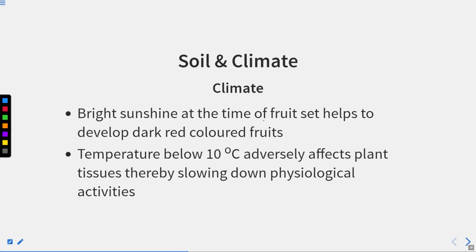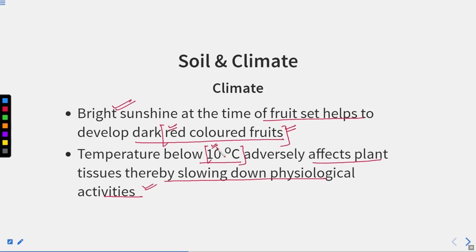Bright sunshine at the time of fruit set helps to develop dark red color fruit. So the fruit becomes dark red in the bright sunshine. Temperature below 10 degrees centigrade adversely affects the plant tissue, thereby slowing down physiological activities. So below 10 degrees centigrade the temperature is not good for the growth of the plant, and above 32 is also not good. Lower temperature as well as higher temperature is not good for the growth of the plant, and it adversely affects the plant tissue as well.